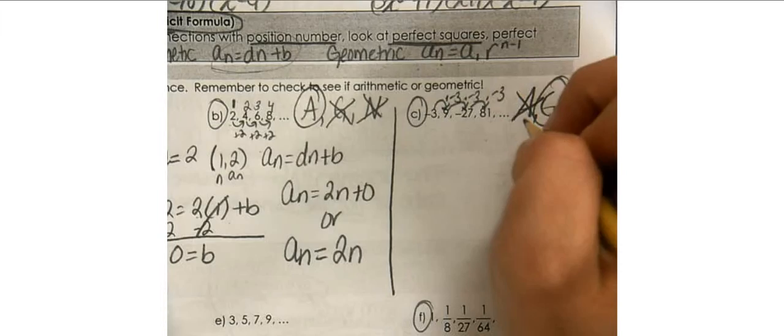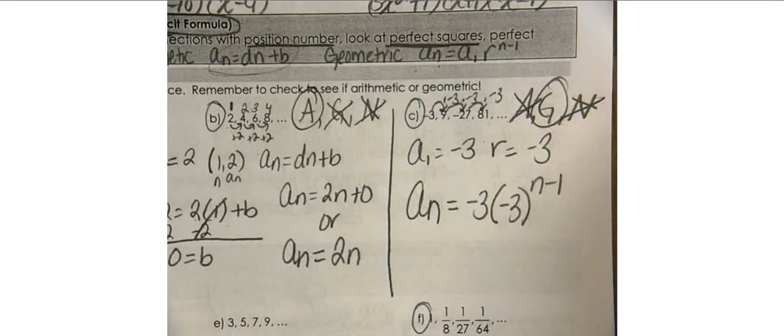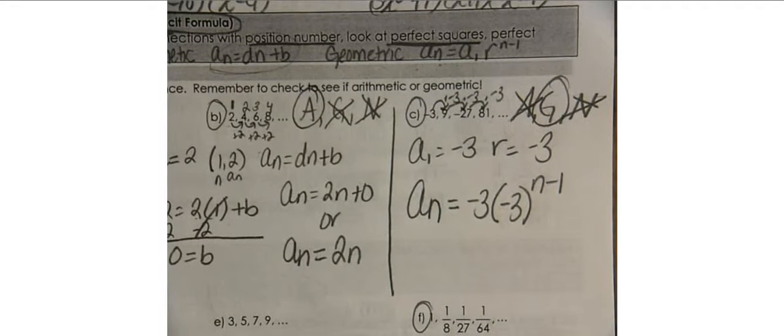So in order to write our formula, we need to know what our first term is. In this case, it's -3, and we need to know what our common ratio is. In this case, it's -3. So our formula is going to be A sub n is equal to -3 times -3 to the n minus 1 power. And that is simply your answer.